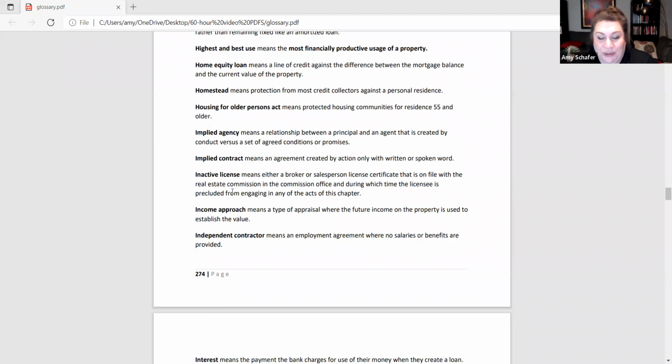The income approach. This is a method for doing an appraisal to help establish a value. And we're using future income to give a property value. So we're taking gross rent minus vacancies, and we're using that in combination with the capitalization rate in order to create a value for the property. This works really well for rental properties, such as apartment buildings.